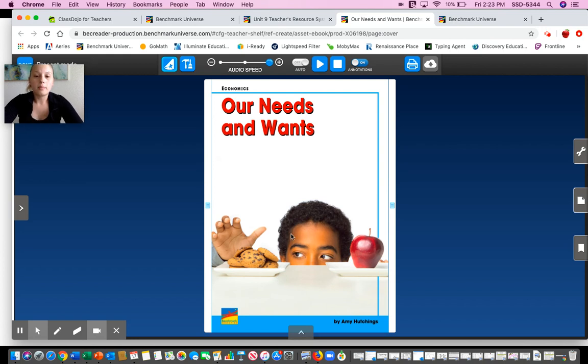I see a boy, and on this side he's looking at a plate of cookies, and on this side there's a plate with an apple. And he's looking at the cookies. He wants to grab the cookies. Now, I don't know why they gave us this picture. Are they going to talk about different foods?